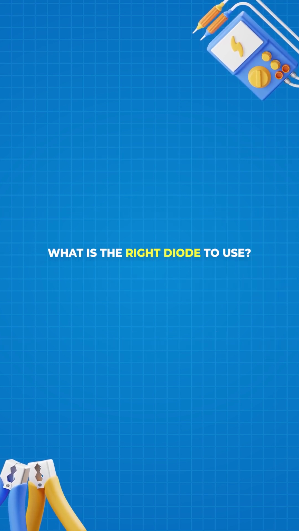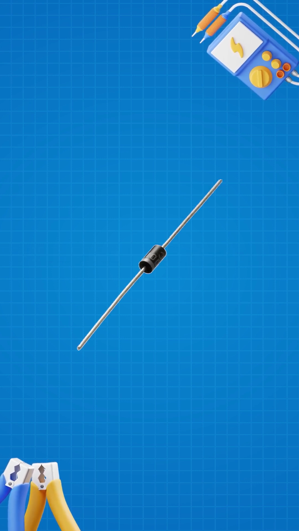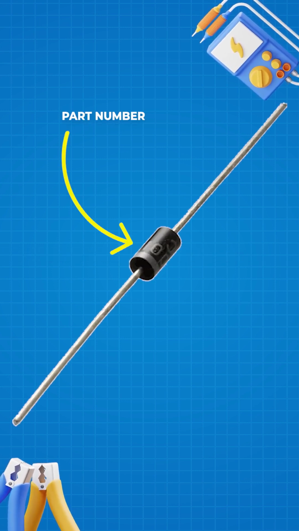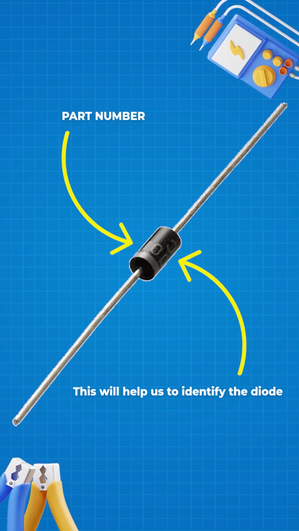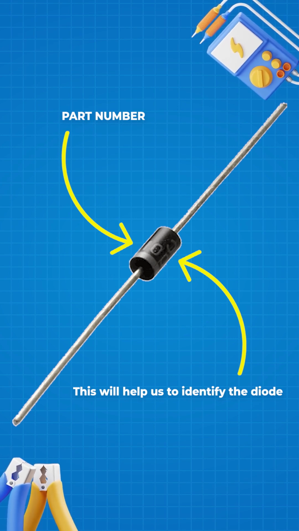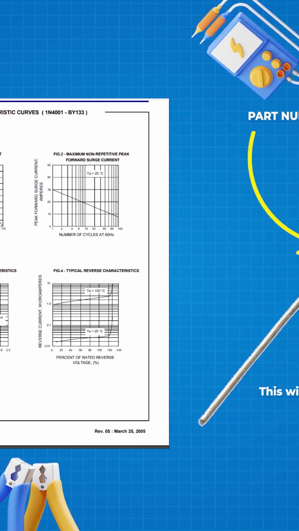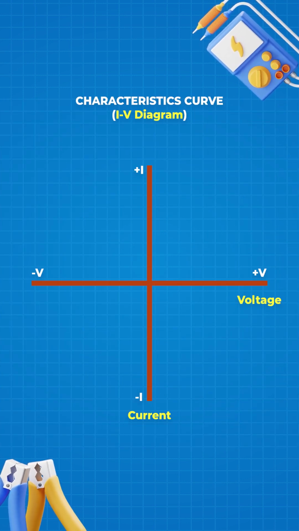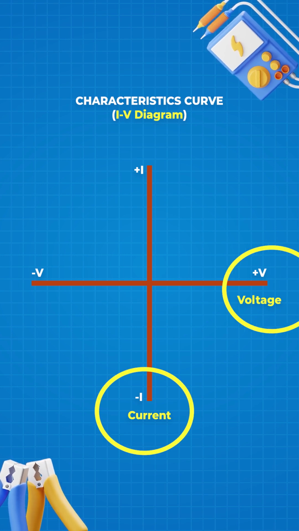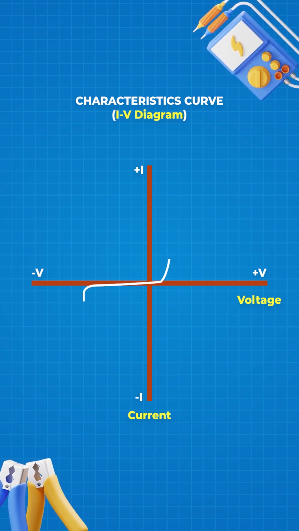Now, how do you choose the right diode for your next project? If we look at the diode, we can see numbers and letters printed on it. Those printed numbers and letters will help us identify the diode and find the technical details of it online. The diode has an IV diagram that looks something like this. I stands for current and V stands for voltage. This diagram plots the current and voltage characteristics and forms this curved line.